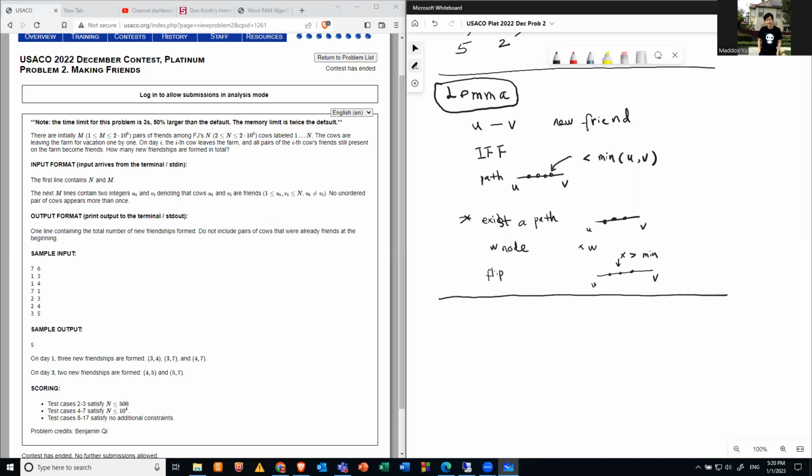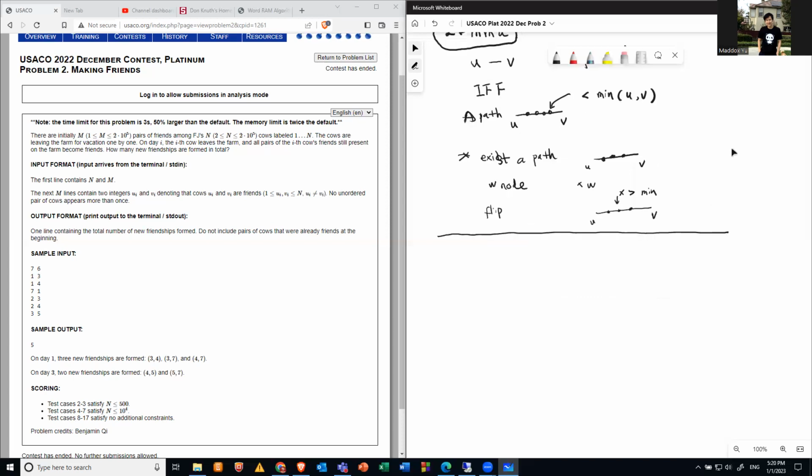So now we see this: U and V are friends if and only if there is a path between U and V where all the nodes in between on this path are less than U and V. Okay. So you will ask me, hey, how did I think about this? I'll tell you a bit later how I thought about this. So now, if we prove this theory, then this problem becomes very easy.